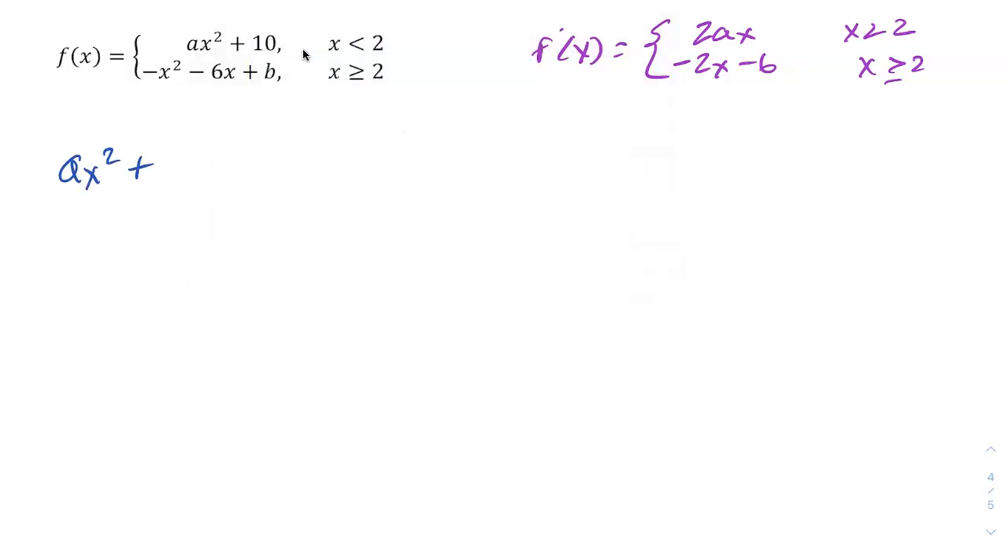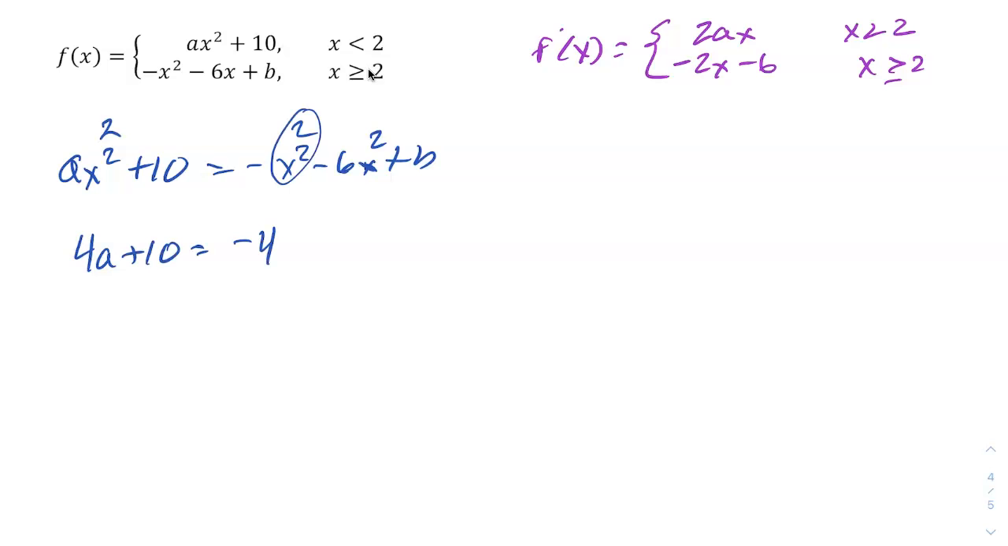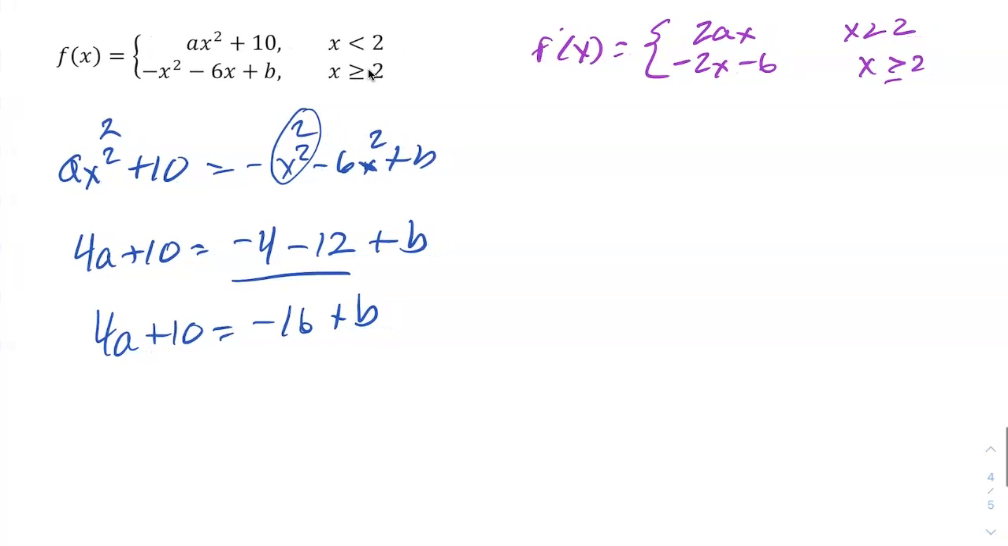Ax squared plus 10 is equal to negative x squared minus 6x plus b. Right, and I'm going to sub in 2 because that's where I want to be continuous at. I want it to be continuous. So plug in 2. So I'm going to get 2 squared is 4a plus 10 equals, remember the 2 squared goes first, so negative 4. 2 times 6 is negative 12 plus b. So let's do a little math here. 4a plus 10 equals negative 16 plus b. Let's add the 16 to both sides. So 4a plus 26 equals b. That's a 6. I'll stop there.